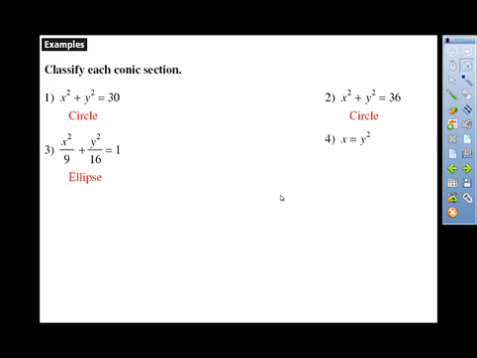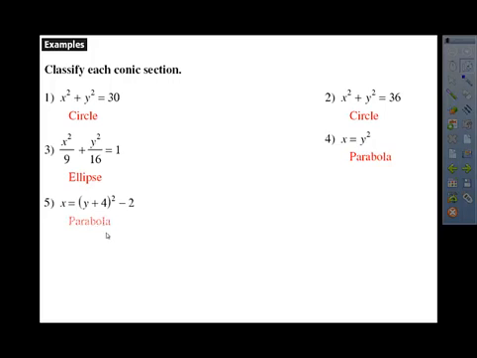Okay, so try this one. What do you think this is? All right, we see two variables, only one of them squared, so that's got to be a parabola. That makes sense? Okay, next one. Try this. All right, so we see a variable right here that's inside parentheses that's squared. So since this variable is squared, this one isn't, this would also have to be a parabola.